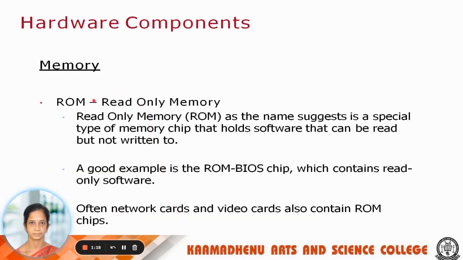Another type of memory is ROM, read-only memory. As the name suggests, it is a specific type of memory chip. It can only be read; no processing can be done on it. A good example is the ROM BIOS chip containing the read-only software, and network cards and video cards also contain ROM chips.